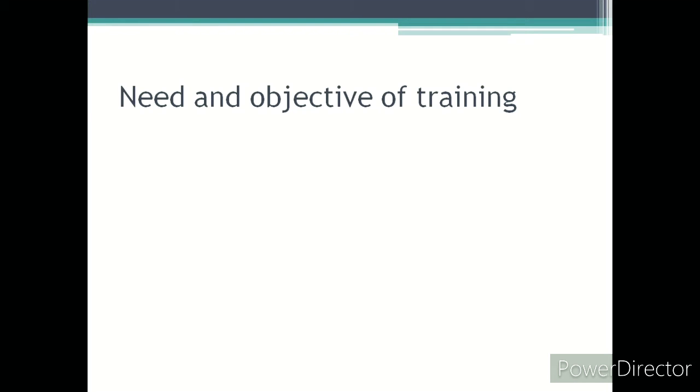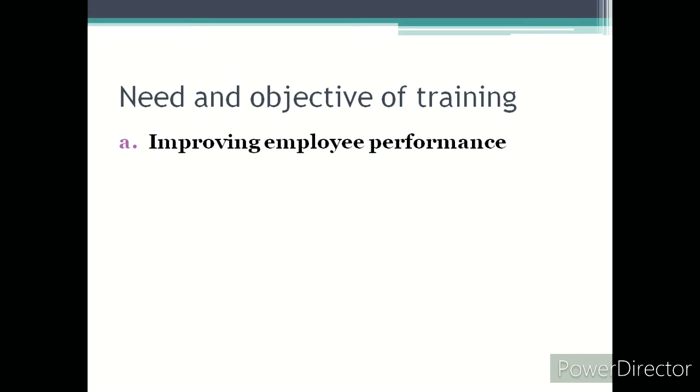Need and objective means why training is required for any organization. The first is improving employee performance. You know that when an employee is recruited by an organization, he might not have all the skills required to carry out his job. So training the employee at this stage helps to improve his performance to meet organizational standards. That is why it is necessary to give training to the workers.